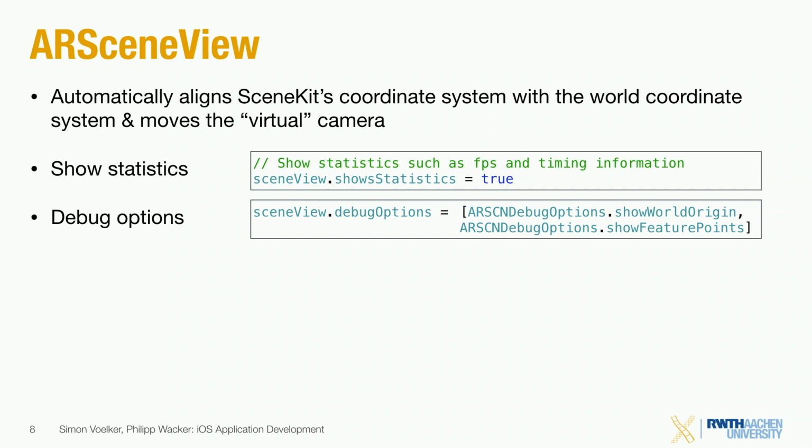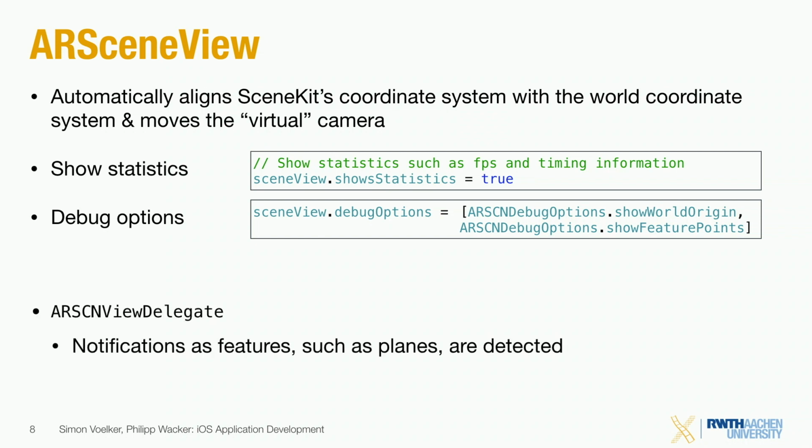And you have different options. One is also to show the world origin, so that you know, okay, it's aligned that way. I always expected it to be in a different orientation. So that's why your models are floating around or standing at a different location than you expected. And of course, there's also a delegate for this view, so that you get notified when features that you've defined that the system should look for are detected, updated or removed, so that you can look at those.